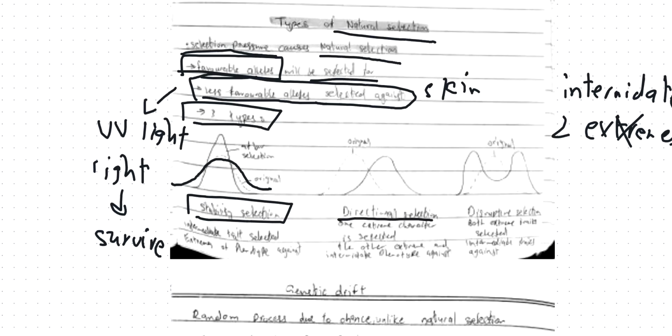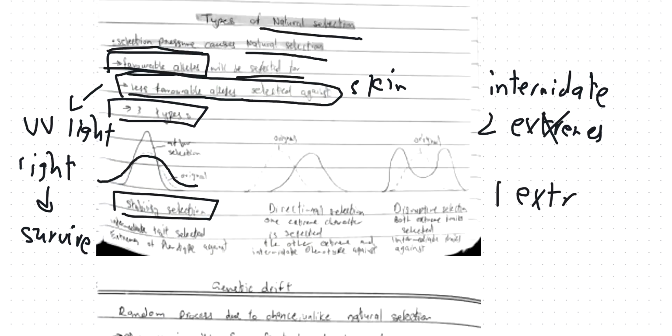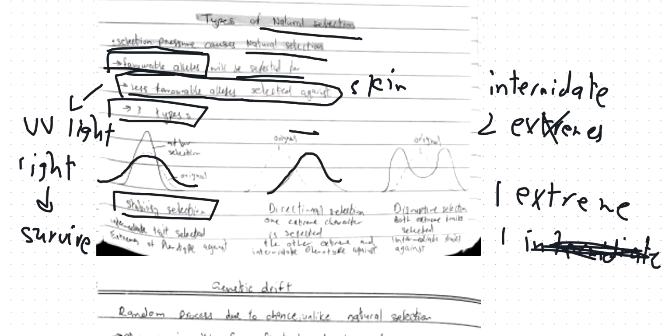Directional selection is when one extreme and one intermediate are selected. One intermediate and one extreme, and the shape would move towards the right. So the curve moves towards the right. So one extreme and one intermediate is selected, but the other extreme is selected against.